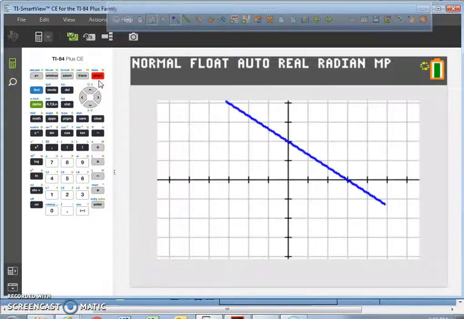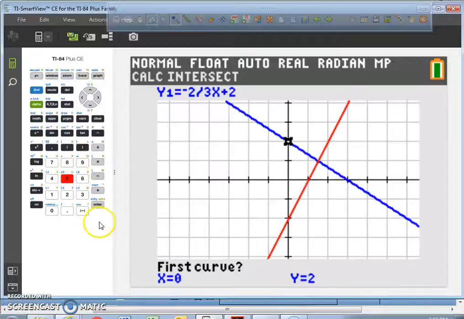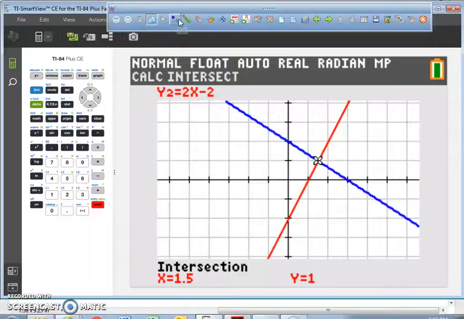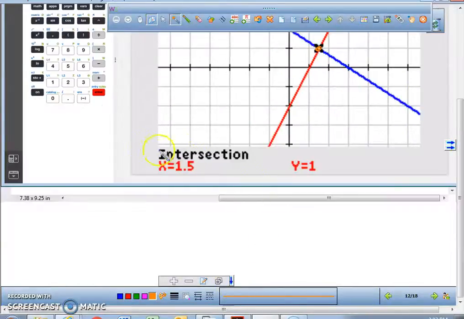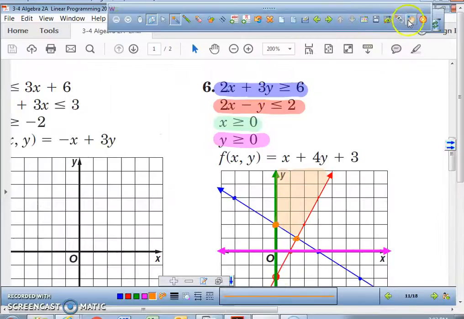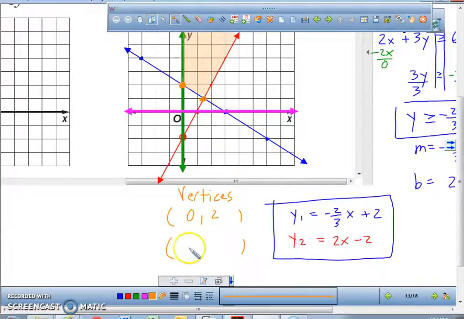I hit the graph button. I see clearly where they cross. And then once again, we hit second, trace, number 5, enter, enter, enter. And it gives us our point of intersection right here. There's the point where it intersects, and it looks like it is at 1.5, 1. So I'm going to go down here on my paper and put 1.5, 1. If you would have written 3 halves, 1, I totally accept it. All right?